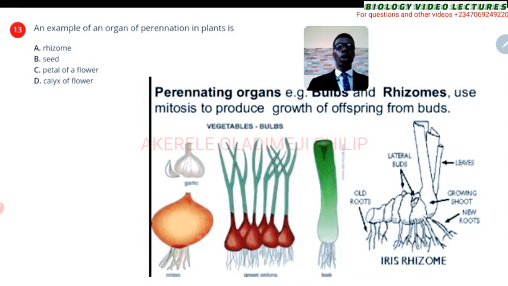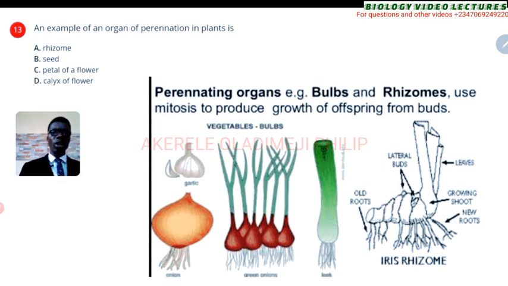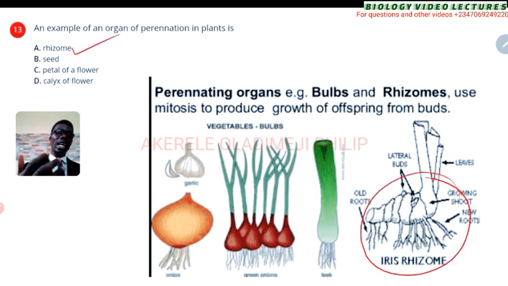An example of an organ of perennation in plants is, perennation means the ability of a plant, well, I think other organisms also exhibit it anyways, to be able to stay alive, to be able to retain its reproductive structure till the next season. All right. So an example of that will be the rhizome here. Most of these are organisms that use some sort of vegetative reproduction. So the rhizome can actually stay in the soil. Even the bulb of an onion can stay there for some time till the next planting season. That's the meaning of perennation. All right.